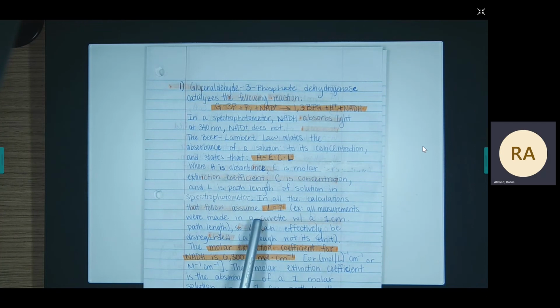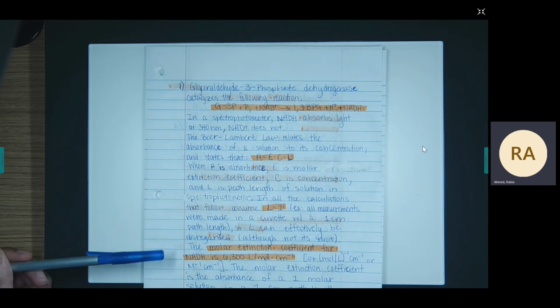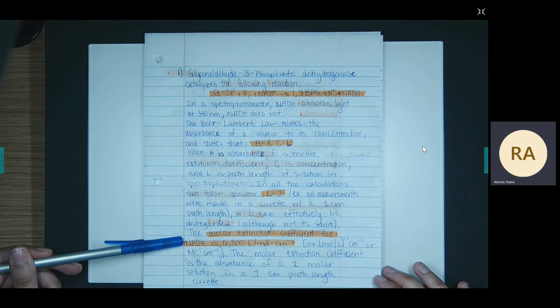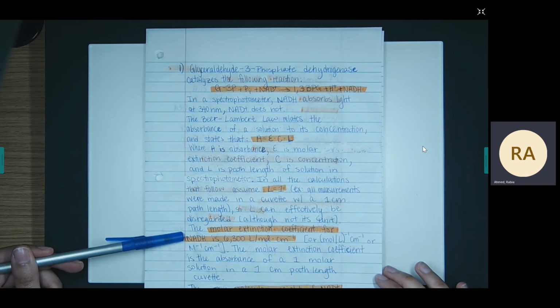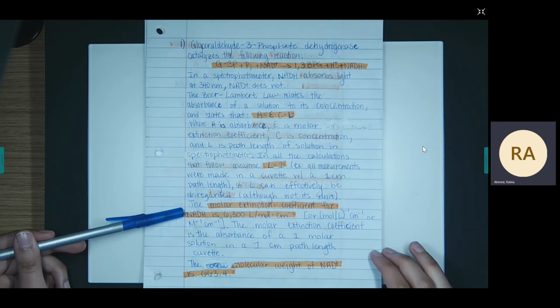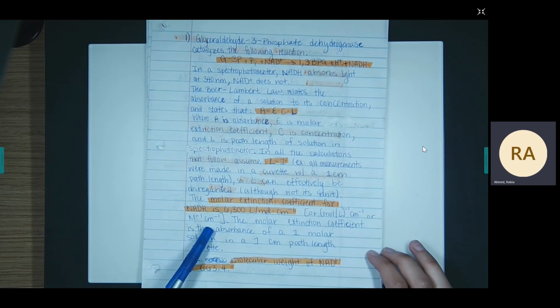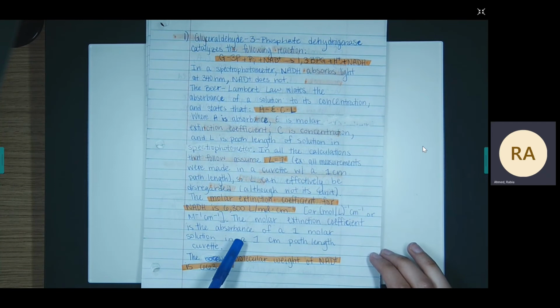In all the calculations that follow, assume L equals 1. All measurements were made in a cuvette with a 1 centimeter path length, so L can effectively be disregarded, although not its unit. The molar extinction coefficient for NADH is 6,300 liters per mole times centimeter. The molar extinction coefficient is the absorbance of a 1 molar solution in a 1 centimeter path length cuvette.